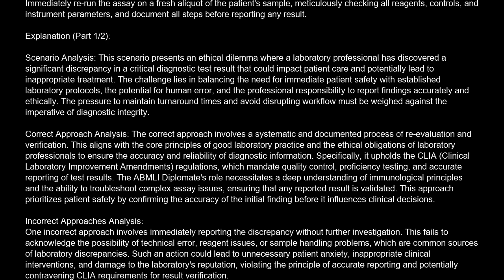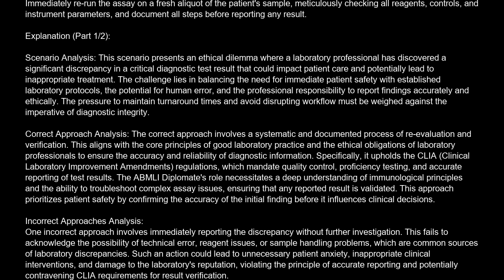Explanation. Scenario analysis. This scenario presents an ethical dilemma where a laboratory professional has discovered a significant discrepancy in a critical diagnostic test result that could impact patient care and potentially lead to inappropriate treatment. The challenge lies in balancing the need for immediate patient safety with established laboratory protocols, the potential for human error, and the professional responsibility to report findings accurately and ethically. The pressure to maintain turnaround times and avoid disrupting workflow must be weighed against the imperative of diagnostic integrity.